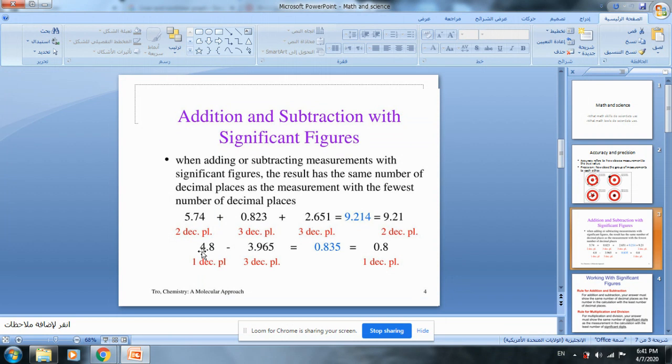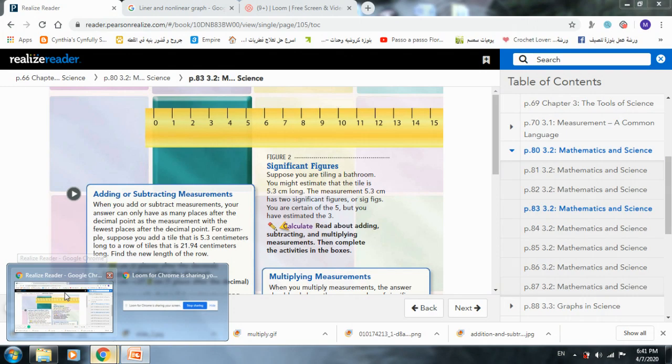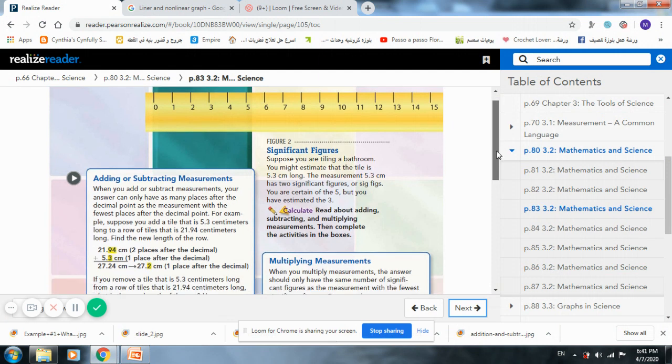If you use your calculator, you will get this answer, and this is not true using significant figures rules. So this is the true value, which contains only one decimal. This is about addition and subtraction with significant figures. Okay, so let's continue our topic.